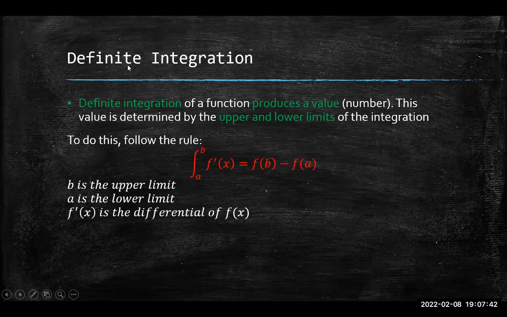So this is the rule for definite integration. The integral of f dash x is equal to f of b minus f of a. B is called the upper limit, hence it's on top here. A is the lower limit here. And then this right here, this is the differential of f of x. So why did I put this in? Just note this symbolism right here. It means the same as the gradient function. So instead of putting this, I could have put dy on dx.